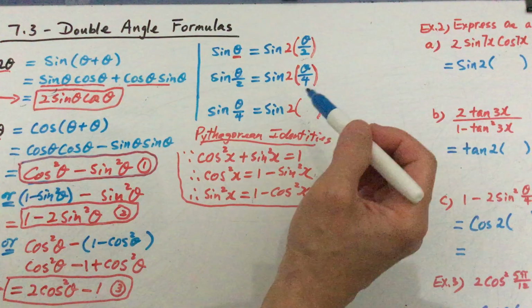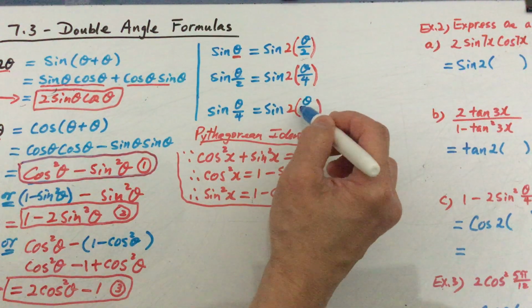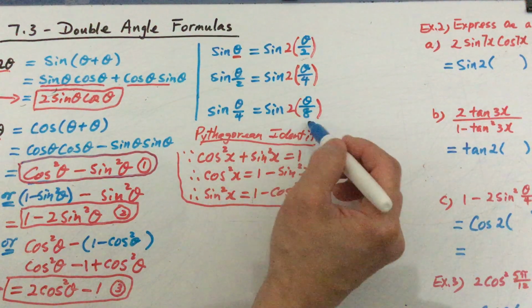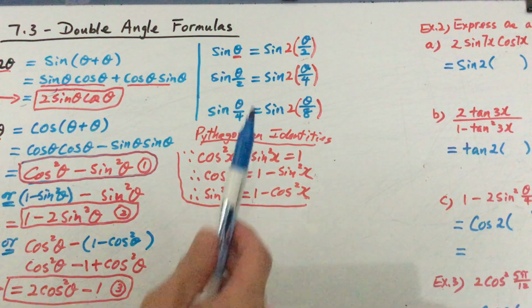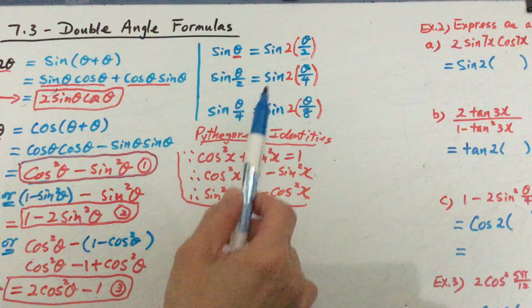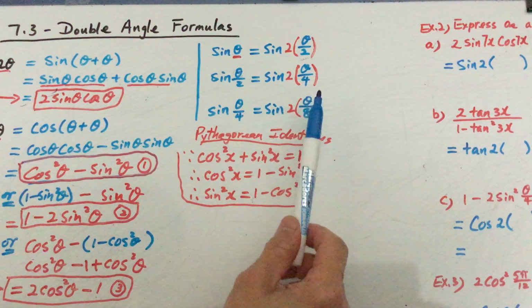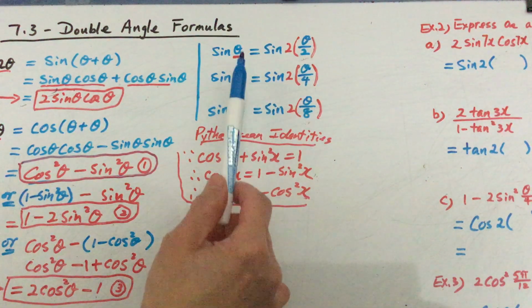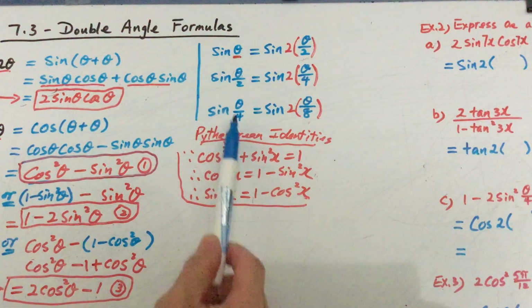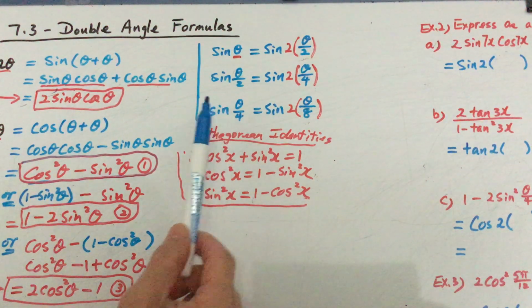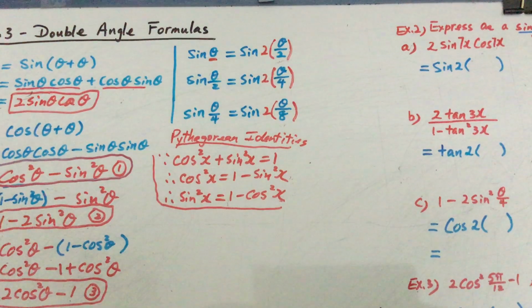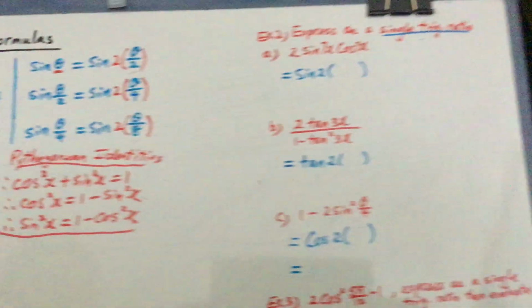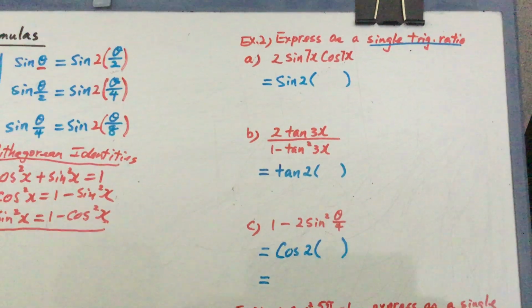And same thing over here, if you have a theta over 8, when you reduce it, you will end up with a sine of a theta over 4. Okay, so that is the kind of relationship between the double angles of any kind in order to achieve the angles on one side. Okay, so let's look at some of the examples now on the worksheets.